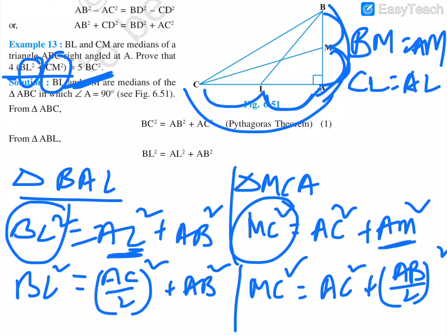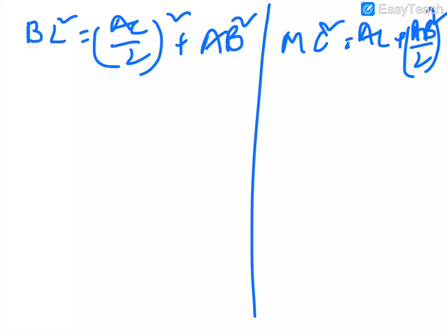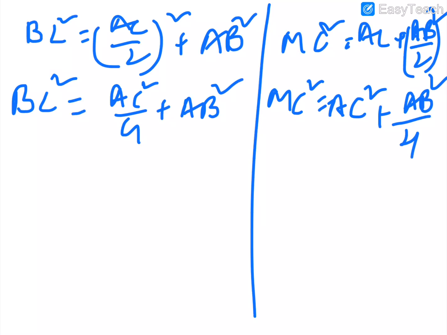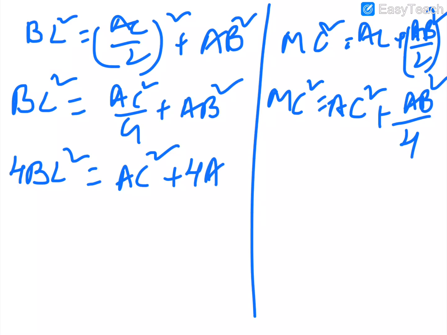So once we simplify this, BL square is equal to AC square by 4 plus AB square. MC square is equal to AC square plus AB square by 4. Now multiply throughout with 4. It becomes 4BL square. 4 into AC square by 4, 4 cancels, AC square. 4 into AB square, 4AB square.